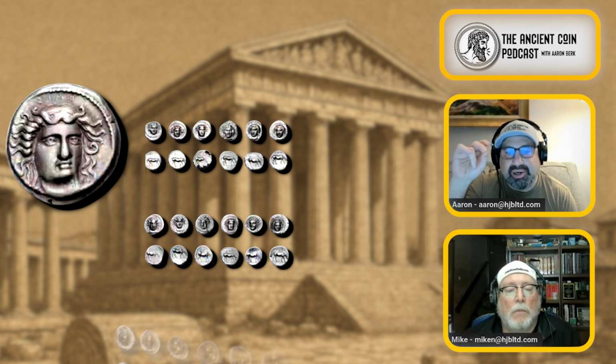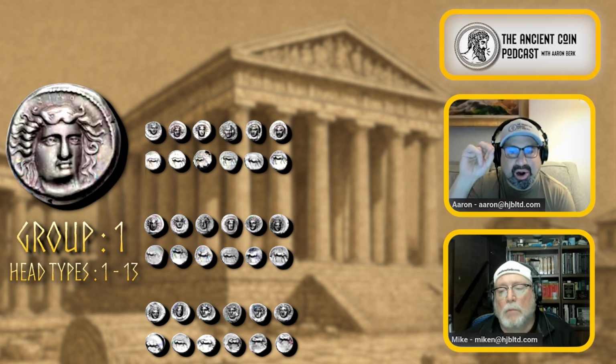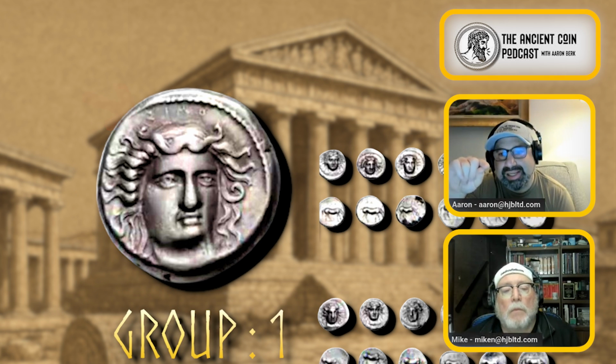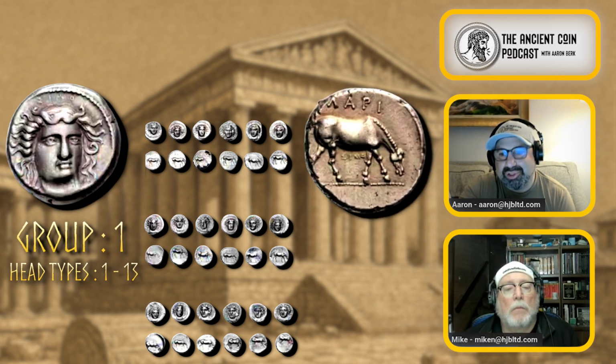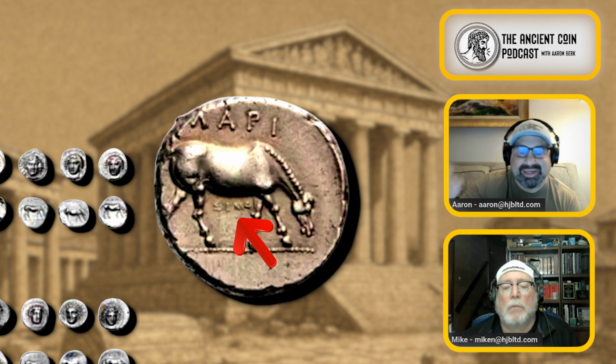If you go to the next slide, I group them. Here there are 7 different groups, and within the groups there are many different head types that go with different reverse types. If you look at the coin on the left, you'll see above her head it says Sigma, and that's the name of the artist. On the reverse of a different coin on the right, it has the same Sigma. So those are the artist signatures for when you do find them on coins occasionally.